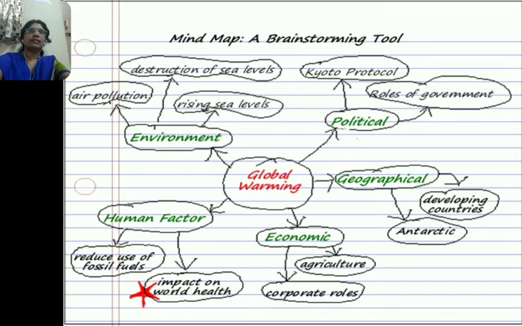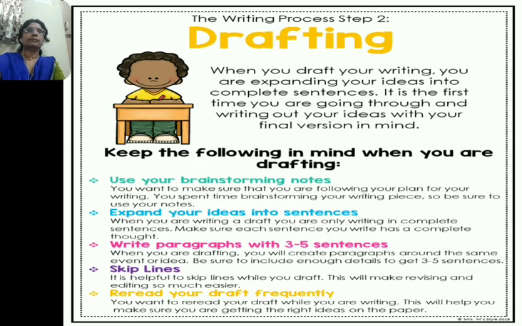Then the mind map is there. In the mind map, the global warming is the topic, and the topic is related to various fields. The relation between the topics is generated through this figure of mind map, and there is a hierarchy in the given topic. How the hierarchy is shown, it is developed, it is shown in the figure. This is helpful for the students to write the write up.